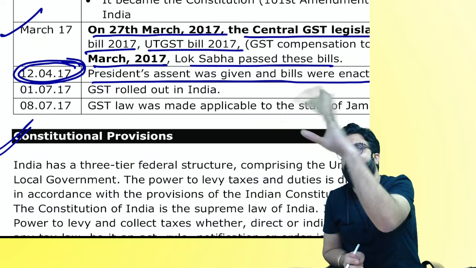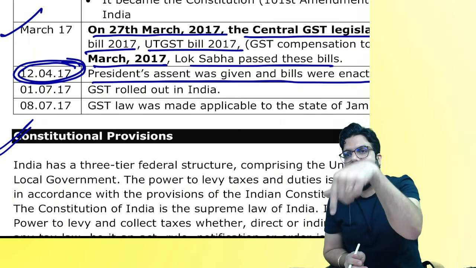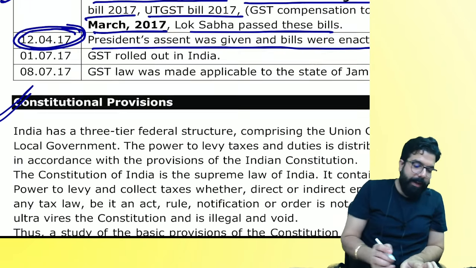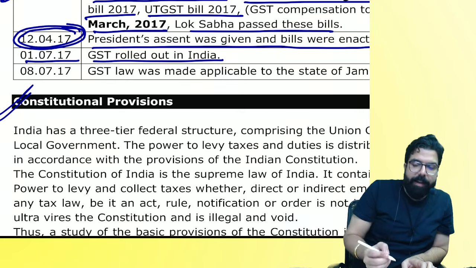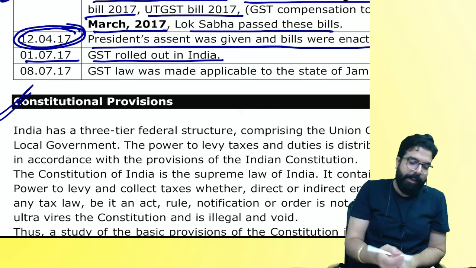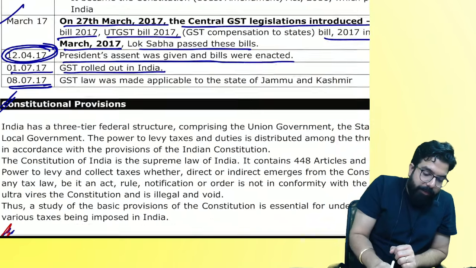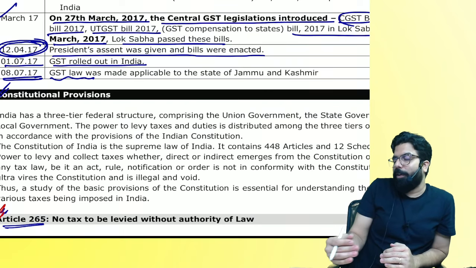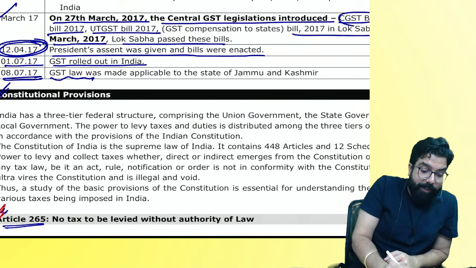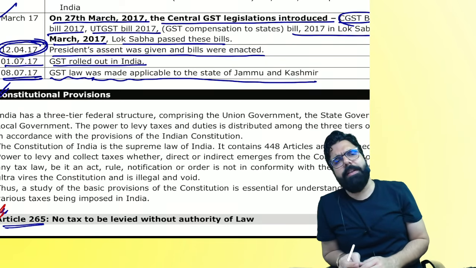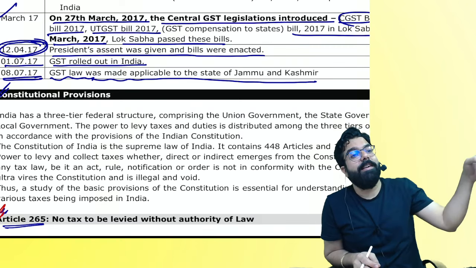It means, is the act there now? Yes. Once the act is there, can I collect GST now? Yes. Are we all clear? And hence, GST was rolled out in India. But you know what? Jammu and Kashmir did not pass their SGST Act. The government told them to pass it or not. Then they passed it on 8th of July. GST law was made applicable to the state of Jammu and Kashmir. They delayed it a little, but later they agreed and passed it in their state legislature.